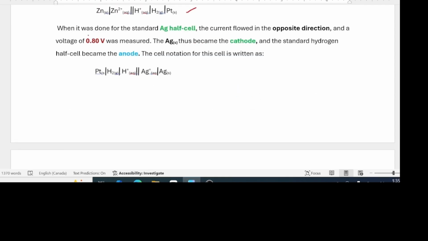When this was done for a silver half cell, the current flows in the opposite direction, and a voltage of 0.80 was measured. The silver electrode became the cathode, and the standard hydrogen half cell became the anode. And this is how the cell notation for that new cell is represented.